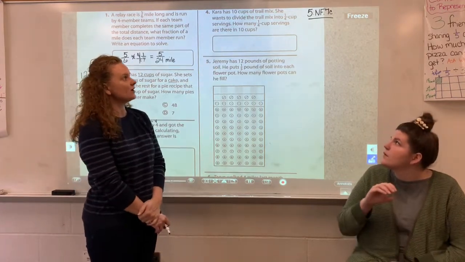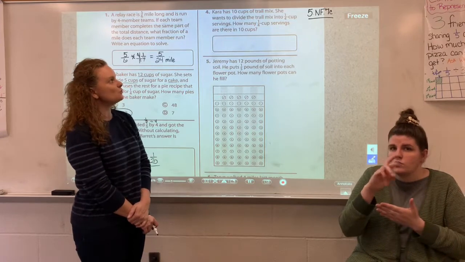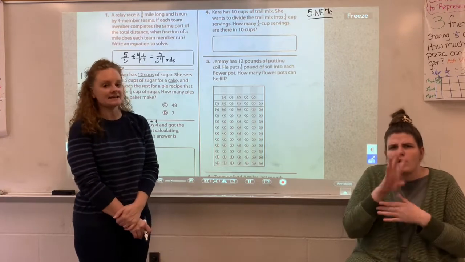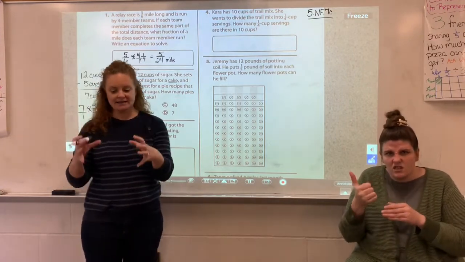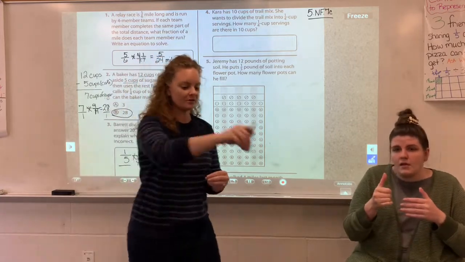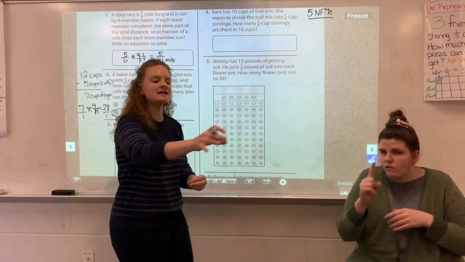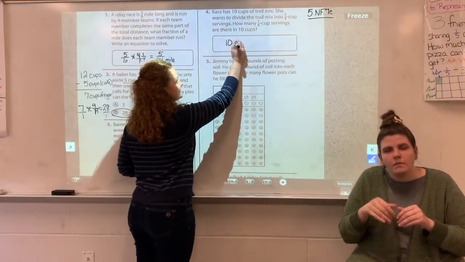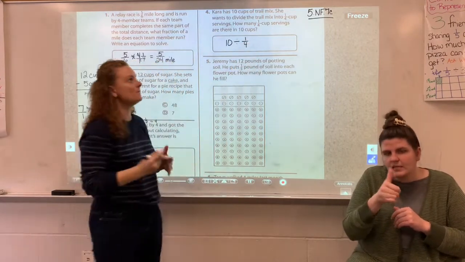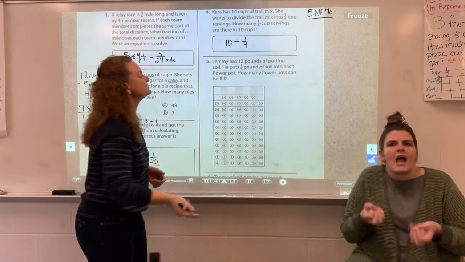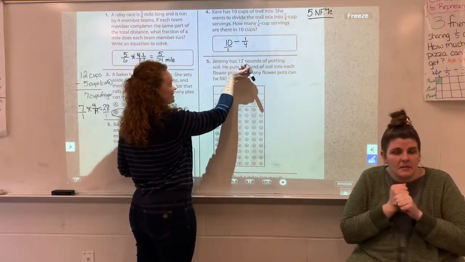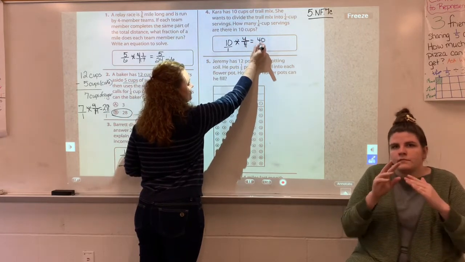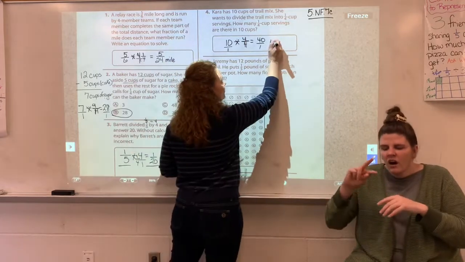Kara has 10 cups of trail mix. She wants to divide the trail mix into 1/4 cup servings. How many 1/4 cup servings are there in 10 cups? So once again, we have 10 cups here. I'm going to pour 1/4 here, 1/4 here, and 1/4 here. Therefore, I am separating or distributing them out. So I am taking my 10 cups and dividing it by 1/4 to see just how many servings I can get out of 10 cups. I turn this into a fraction. I keep, I multiply, I flip. I have 40/1. Therefore, I can have 40 servings.